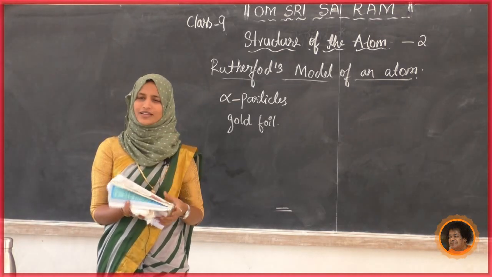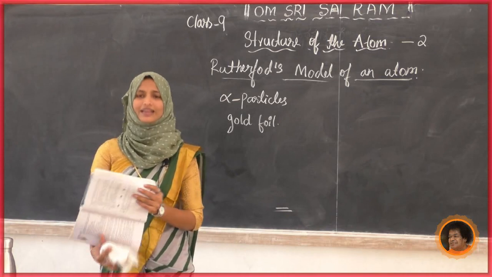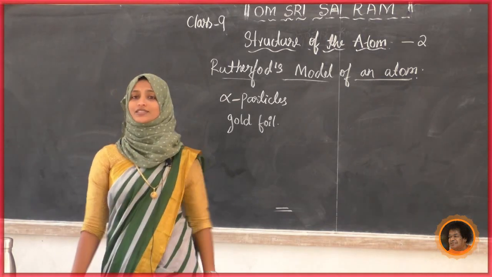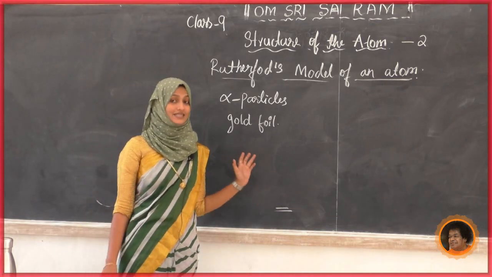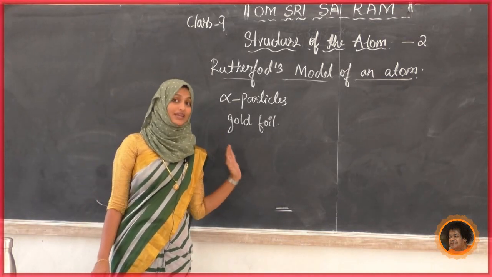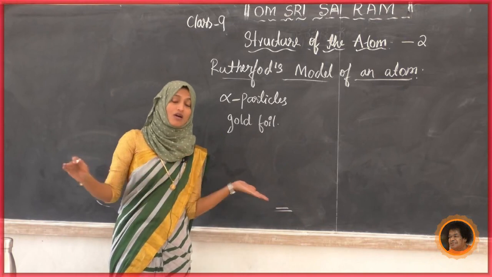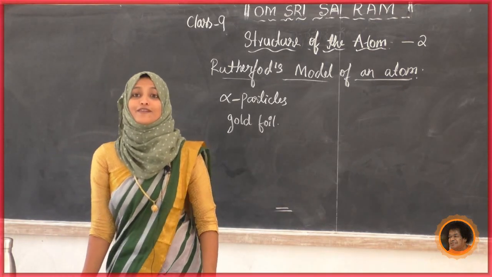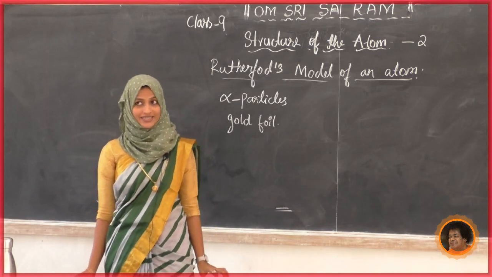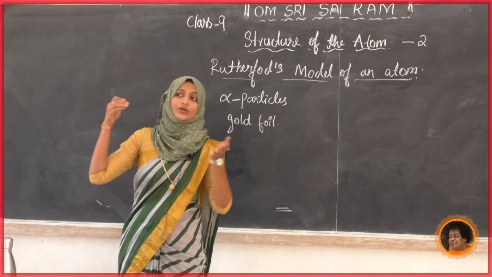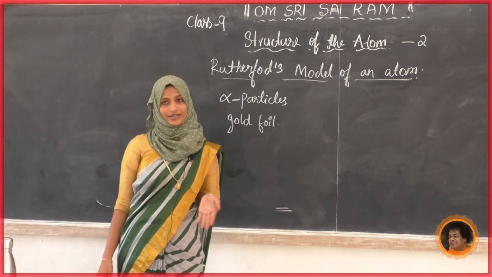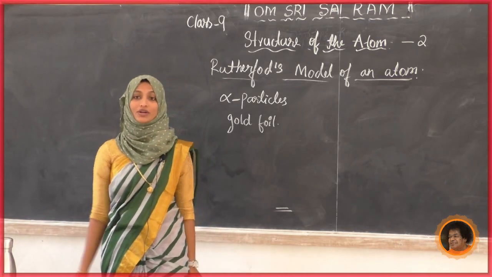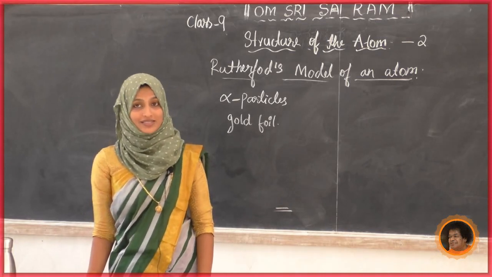Same as that, very small, thin layers of gold can be prepared because it has the malleability property. So they can prepare layers as thin as possible. Okay, what did he do? Fast moving alpha particles were made to fall on this gold foil. I will explain how. This is a small idea of the materials required for his experiment.